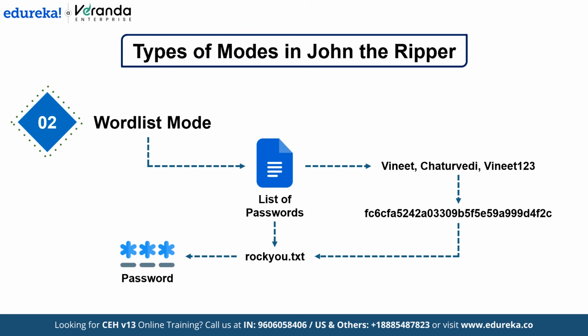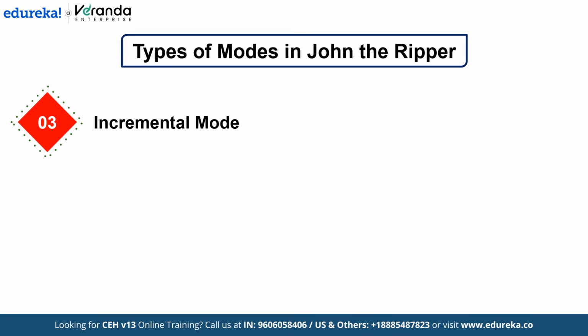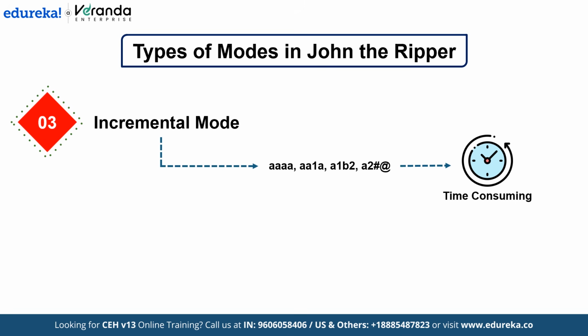Next, incremental mode. The incremental mode is the most powerful and exhaustive option. This mode tries every possible combination of characters, starting with shorter ones and gradually increasing in length. So this mode is useful when you have no idea what the password might be, but keep in mind that it can be very time consuming.